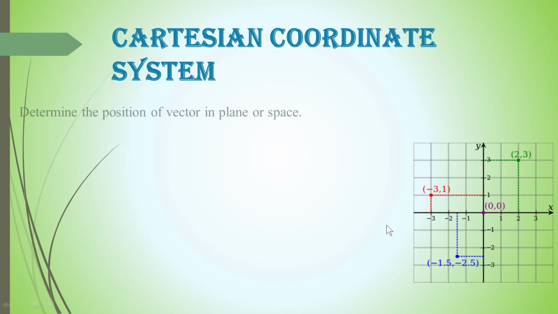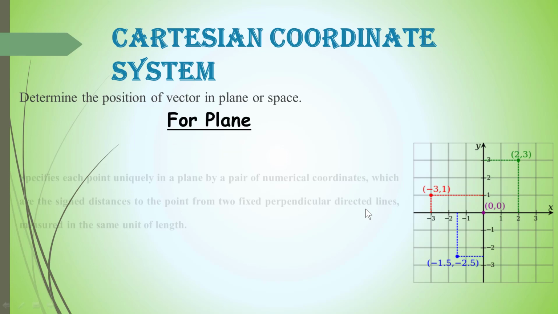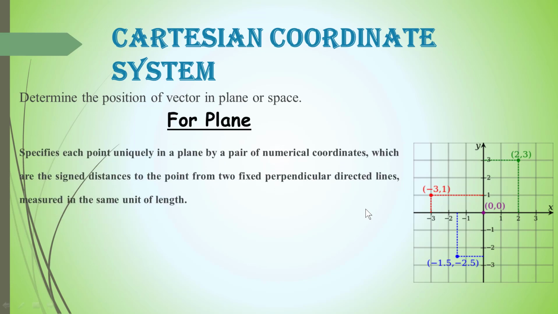Okay, so with the help of the Cartesian coordinate system, we can determine the position of a point in a plane or space. For a plane, it specifies each point uniquely in a plane by a pair of numerical coordinates, which we have already discussed over here, which are the signed distances to the point from 2 fixed perpendicular directed lines. Which are those fixed perpendicular lines? X-axis and y-axis, measured in the same unit of length. These should be measured in the same unit of length.